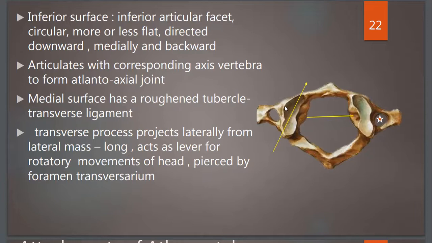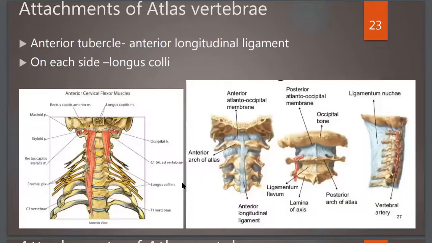Transverse ligament. This is the transverse process of both sides, which is projecting laterally to form a large lateral mass, which is quite long, acting as a lever that permits rotatory movements of the head. It is pierced by a hole where I have shown the star. This is the foramen transversarium, which gives passage to the vertebral artery.